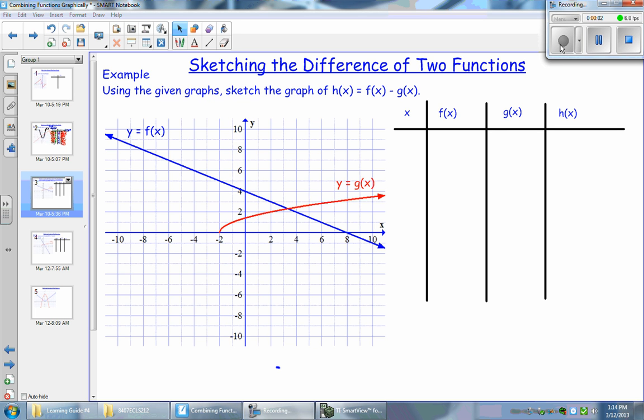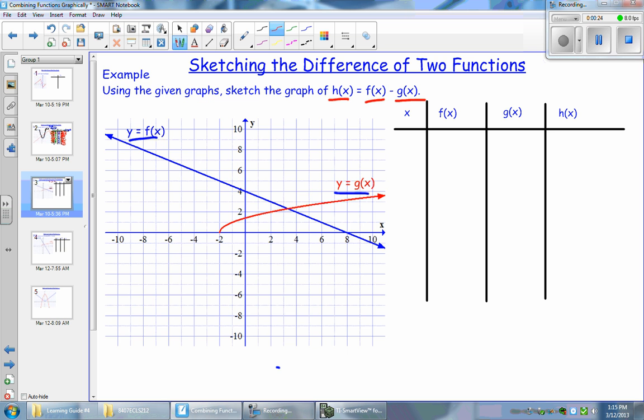All right, so in this lesson, I'm going to teach you how to sketch the difference of two functions. So the word difference means we're going to subtract two functions. We're given two functions here, y is equal to f of x and y is equal to g of x. And we want to sketch the graph of h of x, which is obtained by subtracting your g of x from your f of x.